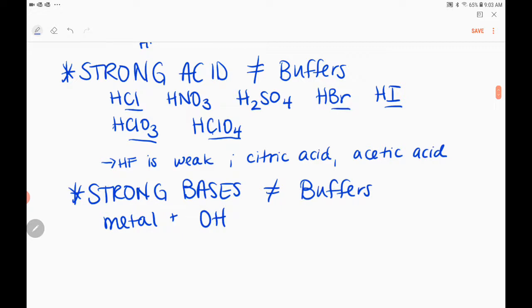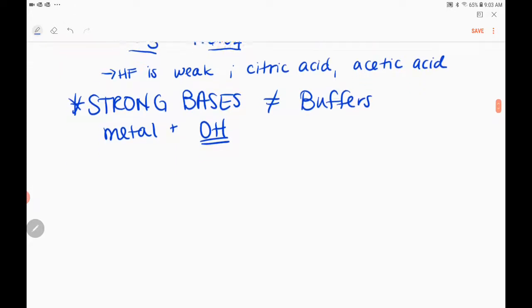So like ammonia's weak. Oh geez, there's tons more weak ones. Let me find some examples. Ammonia's weak. Calcium carbonate that you find in Tums is weak. Calcium hypochlorite, methylamine, trimethylamine, those are all weak. So if you see that OH, you know that it's strong. It's not going to form a buffer.